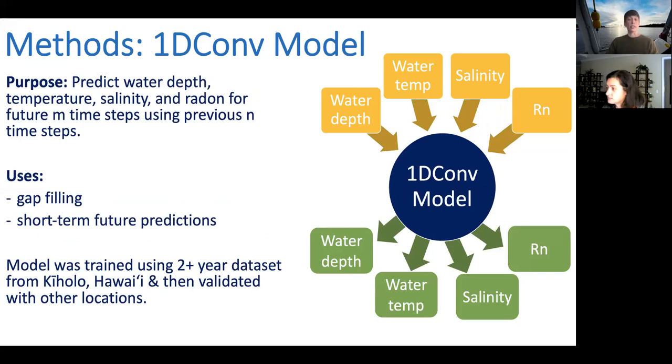and then used a process called transfer learning to test the model with other locations. We defaulted the values to the previous 6 time steps to predict the future 1 time step in the future. And then this model can primarily be used for gap filling, for instance, if a sensor is working intermittently, or for short-term future predictions.